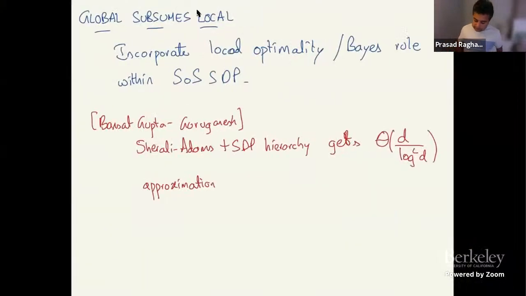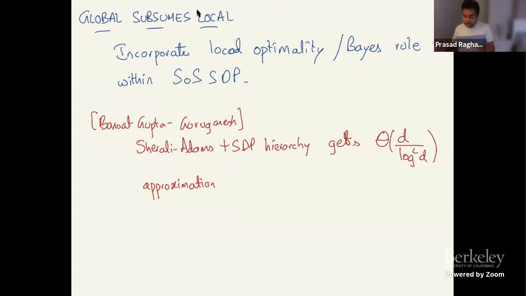And the same, okay, then you could ask the reverse question. Maybe global subsumes local. Global subsumes local seems like it should be true. After all, anything that happens locally is a low degree polynomial. So why don't we just encode all of the local constraints, the local Bayes optimality, as polynomials in our SOS SDP and try to run it?